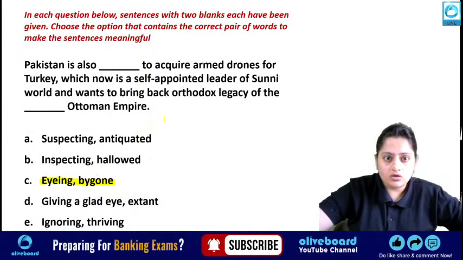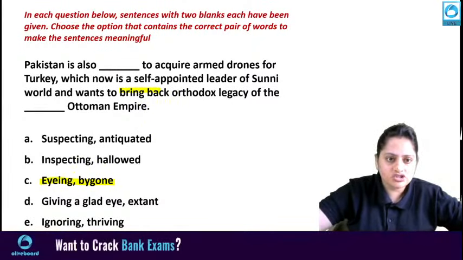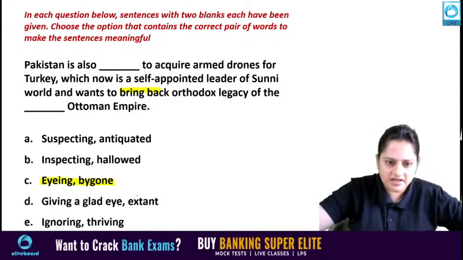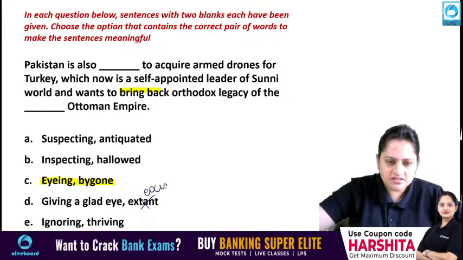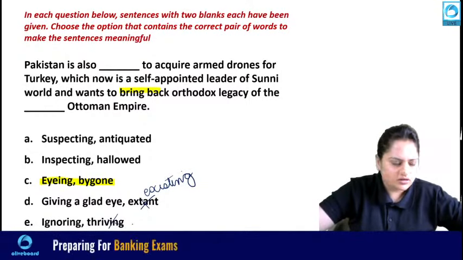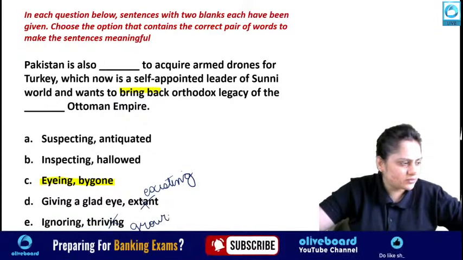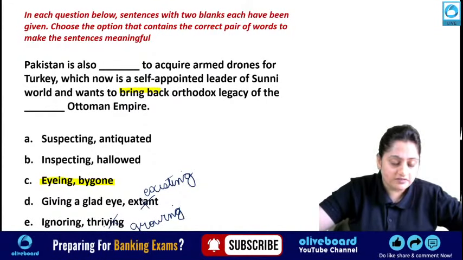Now, bygone means something old we are talking about. Legacy of the dash empire. It cannot be currently existing. Extant means currently existing, but we are talking about old. So it cannot be thriving, prospering, growing, or existing. Both can be cancelled.